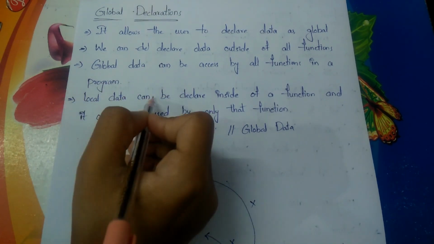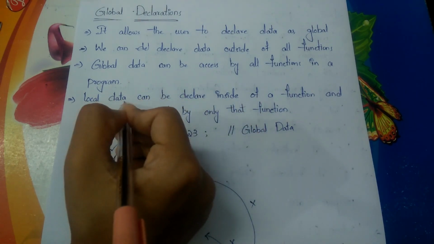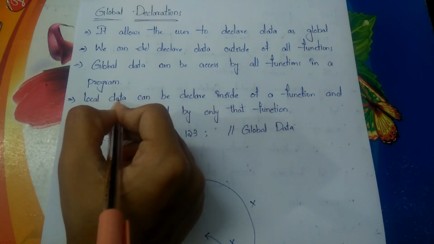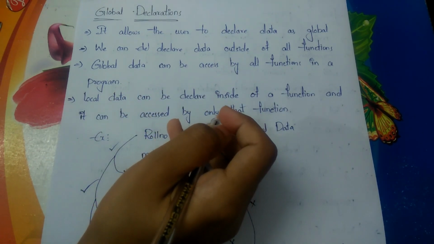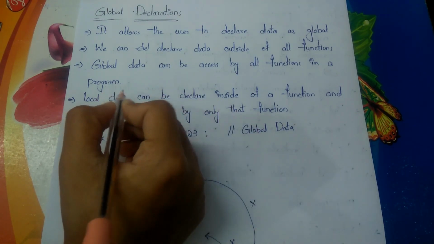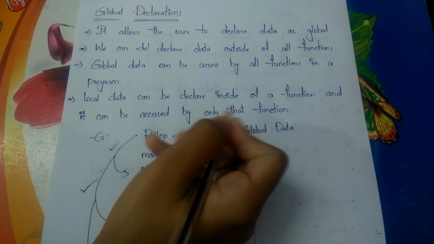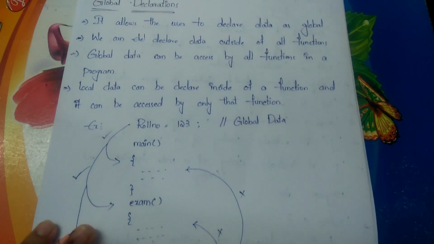Whereas local data can be declared inside of a function. Inside of a function we declare some data, that is called the local data, and it can be accessed by only that function. All other functions cannot access it, and only that function can access the local data. That is called the local data.